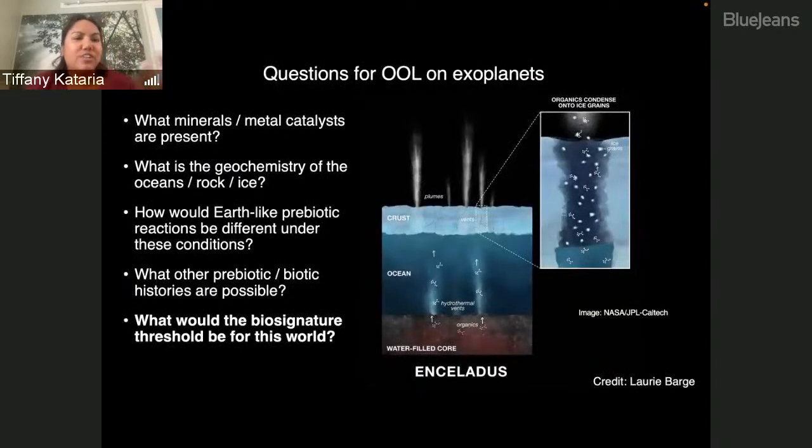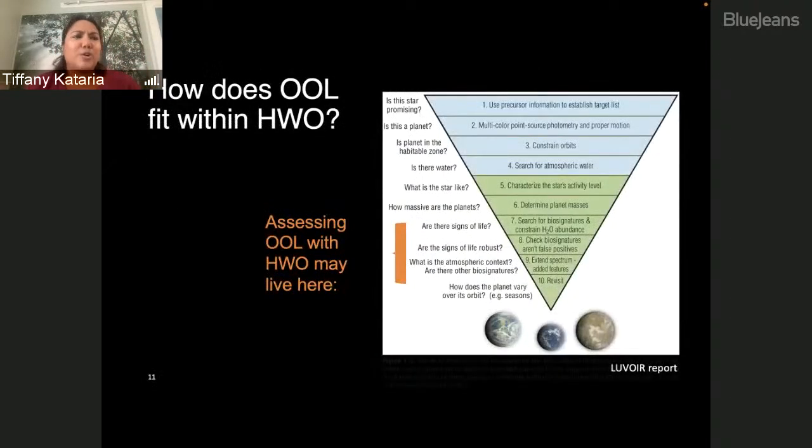So here are just some questions that I've been thinking a lot about. I won't belabor these points. I already mentioned biosignature threshold, but I'll just mention that minerals and geochemistry really play a role in our understanding of the origin of life. It's very much a coupled system, and so understanding the biogeochemistry of oceans, rock, and ice, and so on is important for solar system bodies like Enceladus, but of course exoplanets. So I know I'm closing here on time, but I just want to wrap up with a couple of slides motivating how this could potentially fit within the context of HWO.